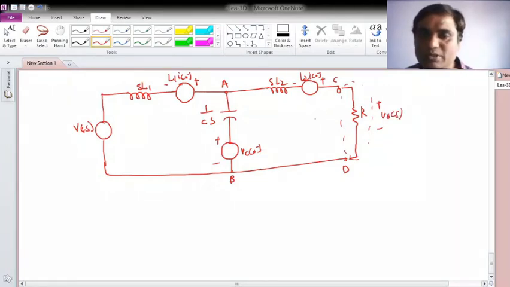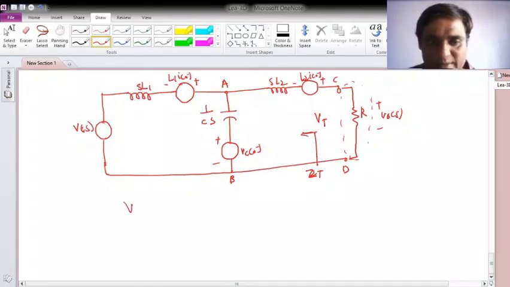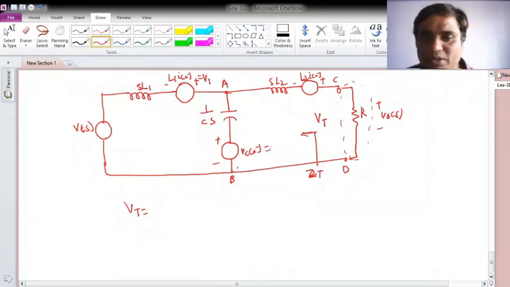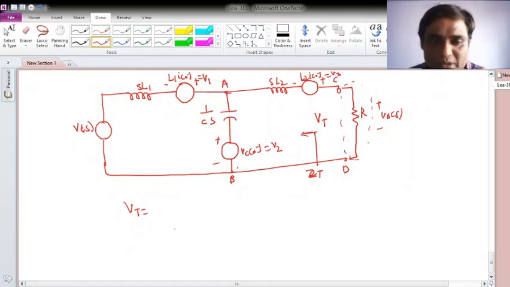I should know what my Thevenin's voltage is and I should know what my Thevenin's impedance is, that is, the equivalent impedance. So first let me calculate Vt. Your Vt will be this voltage VAB plus VAC. Suppose I call this initial voltage V1, this initial voltage V2, and this initial voltage V3. So Vt will be VAB plus VAC.